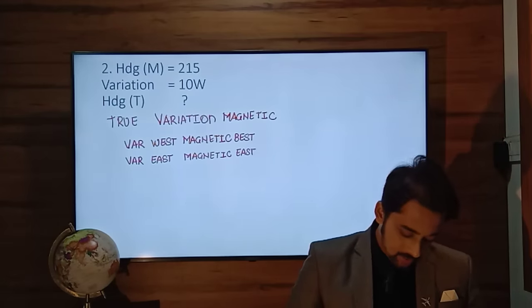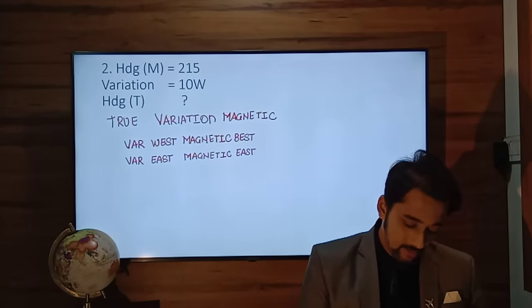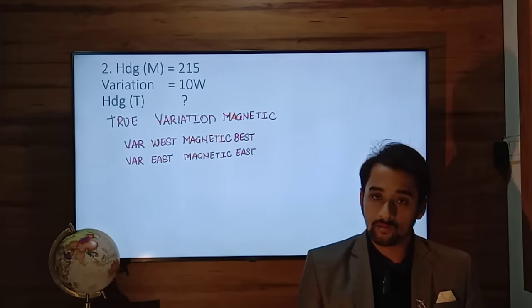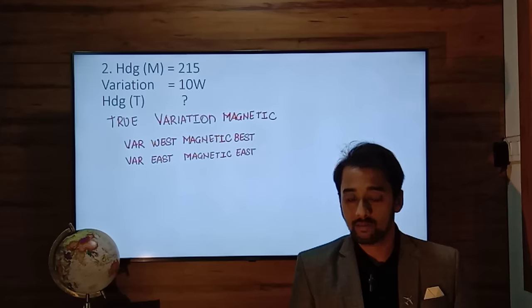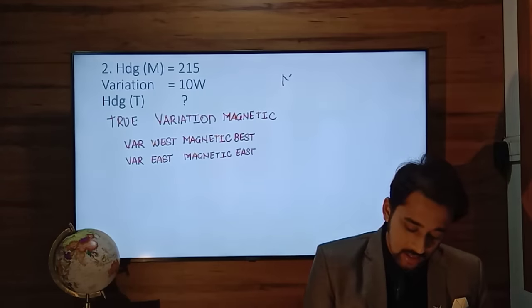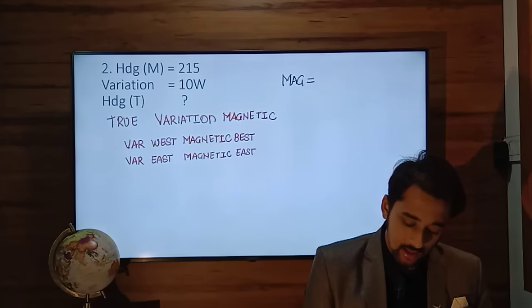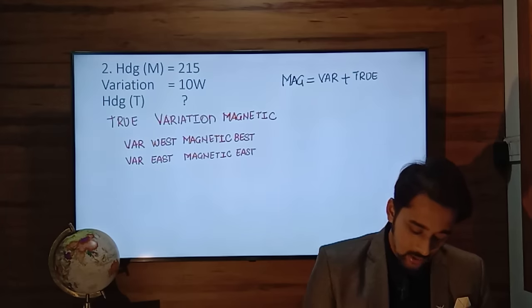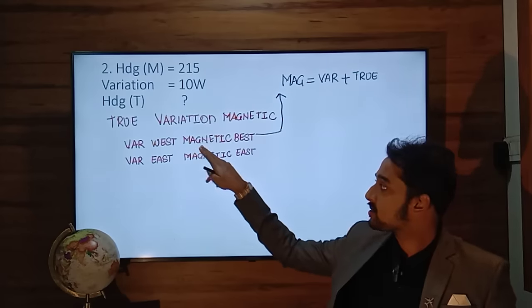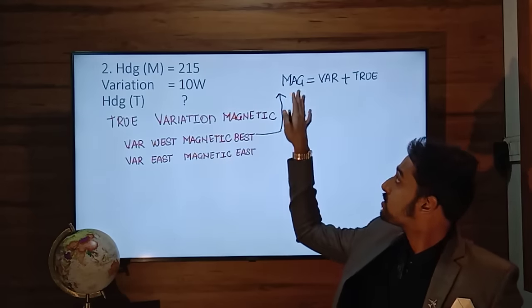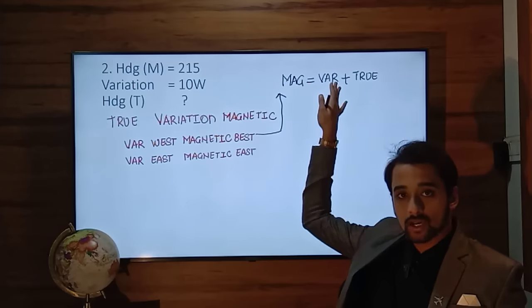Now let's come back to this question. We have magnetic heading of 215 and variation 10 west. So variation west, magnetic will be best. So that means to obtain your magnetic heading, you will add variation to true heading or true direction, right? According to this formula, variation west, magnetic best. So magnetic is equal to variation plus true.